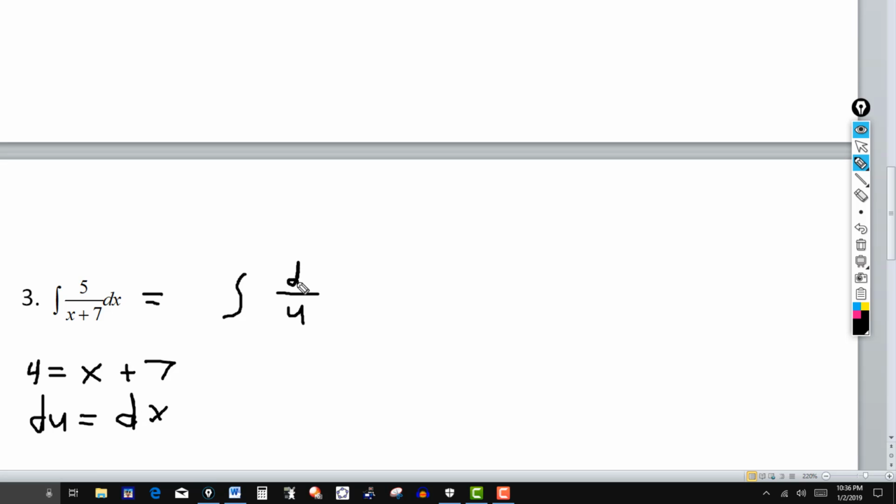And then of course the 5 is on top there, so I could leave it there. I could bring it outside since it's constant. That's one of your formulas. And then you should recognize this right here as the natural log of the variable, in this case u. So this is just going to be 5, antiderivative or integral of that is natural log of absolute value u plus a constant.